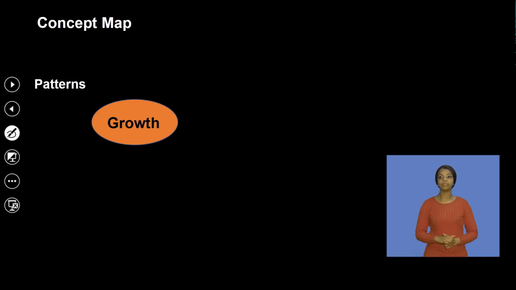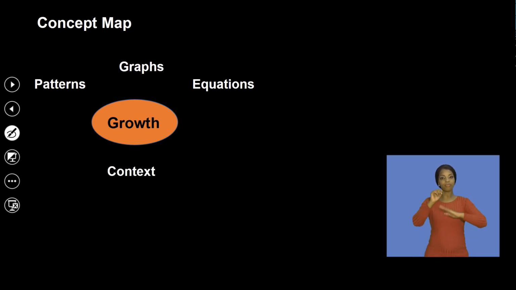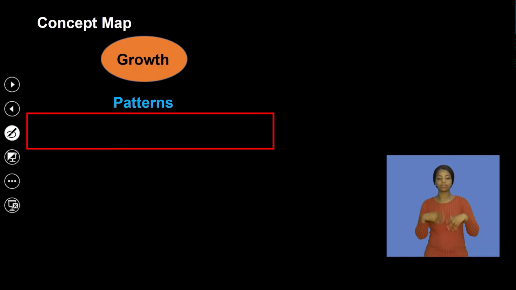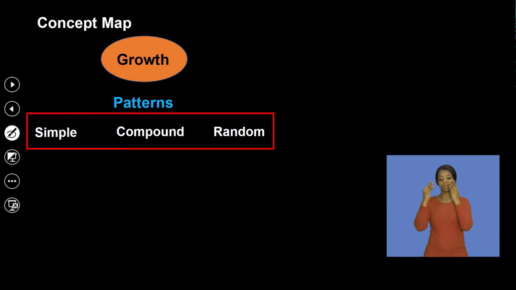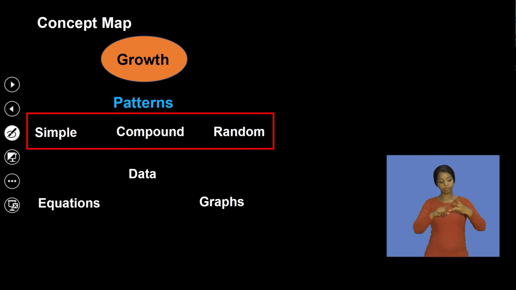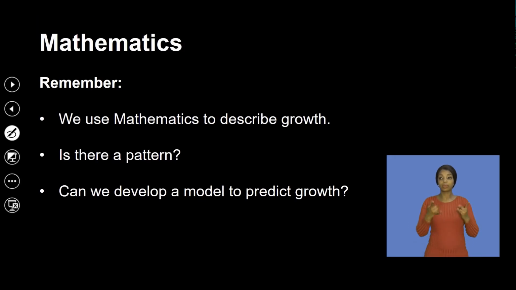Remember that our big idea was growth. We have patterns under there. We spoke about graphs. We spoke about forming equations, which are models to use to try and predict what will happen in the future. Our context was based on society and also finance. Our patterns were three, as I said: simple, compound, and random. And our data was actually equations and graphs. We're exploring it using those two things.